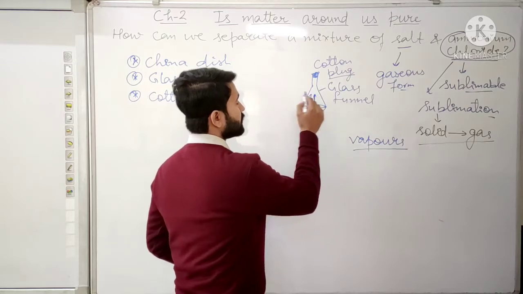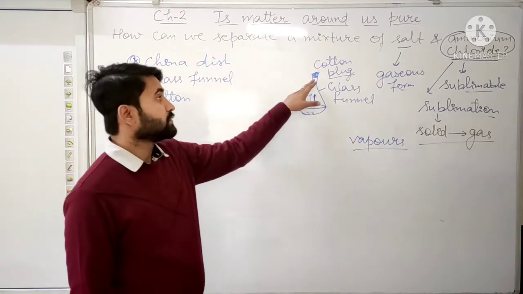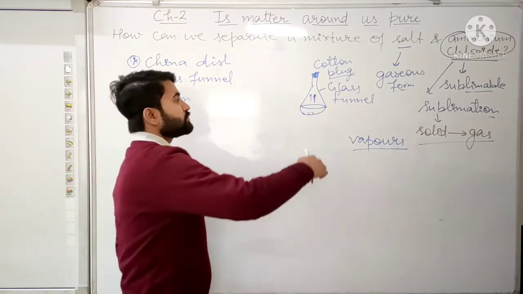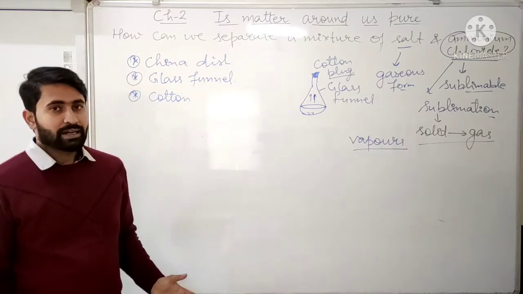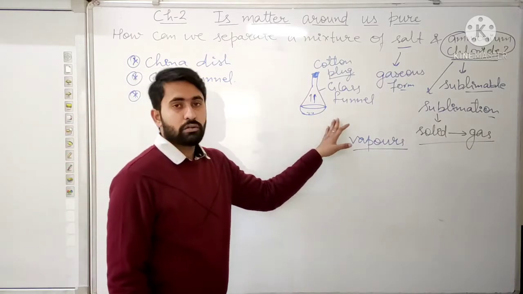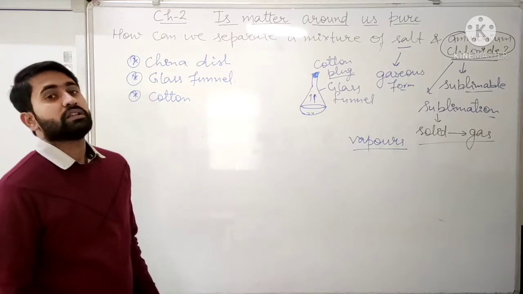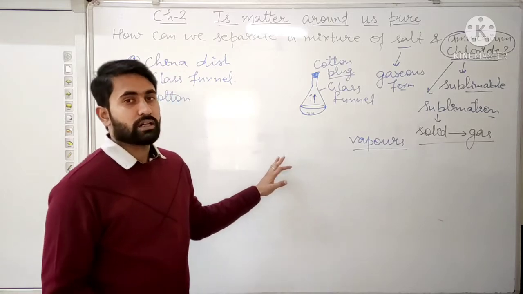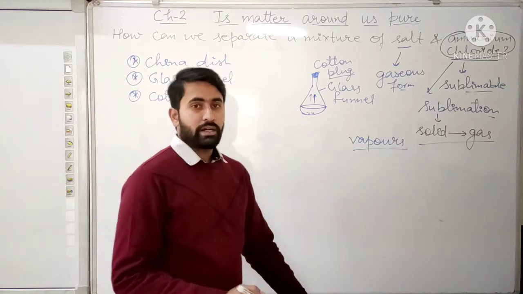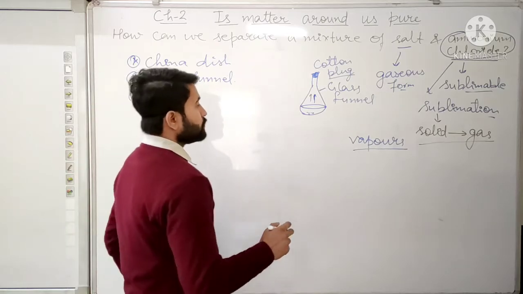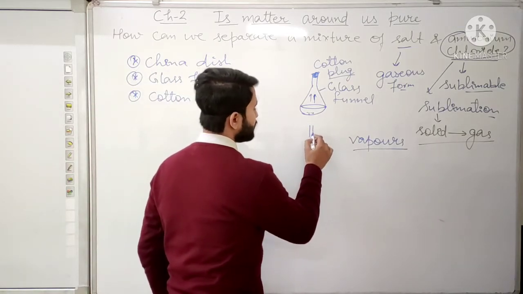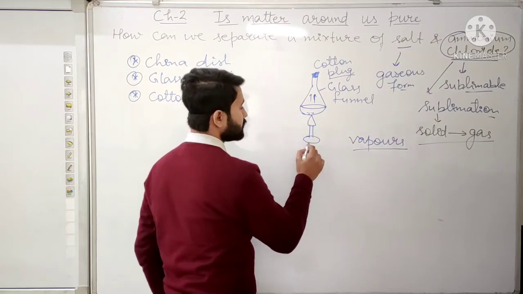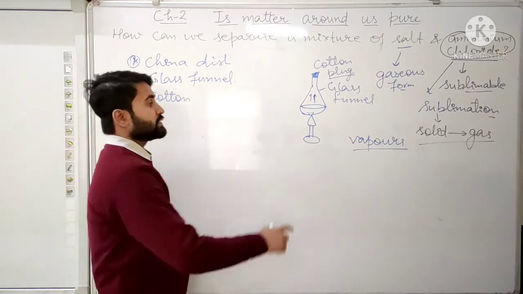They will start rising up, and if we do not close this open end of the glass funnel, those vapors will go into the atmosphere. But we want to collect those vapors, because when those vapors are cooled again, they will convert back into solid ammonium chloride. So now we will start heating it using either a Bunsen burner or a spirit lamp.